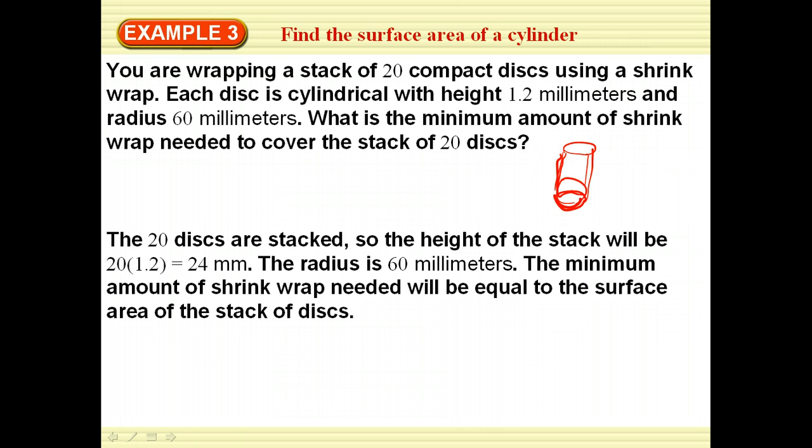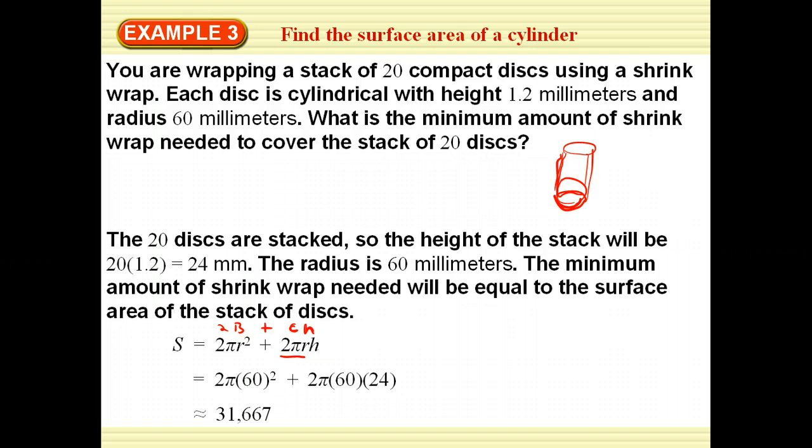CDs here. The discs are stacked, so the height is 20 times 1.2 or 24 millimeters, and the radius is 60. So I'm going to use my 2 times the area of the base plus the circumference times height. This is 2b plus the circumference times the height. So simply plug in and work it out, and you find out that it's approximately 31.666, and that would be millimeters cubed.